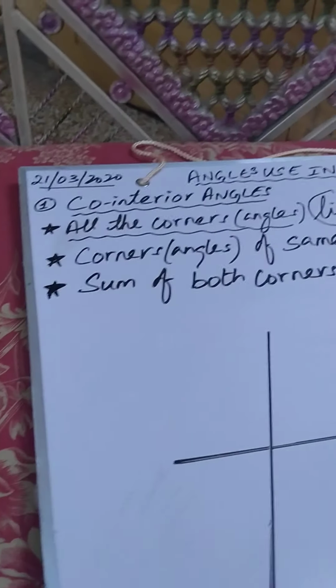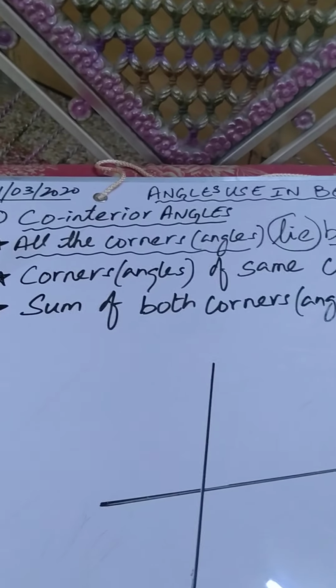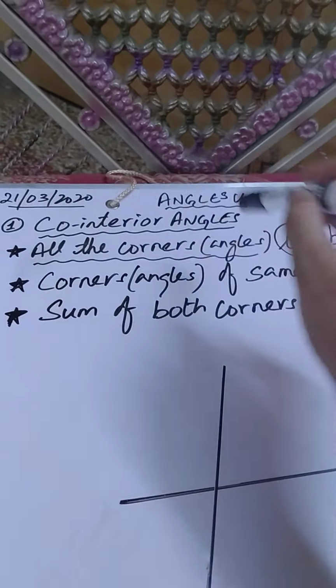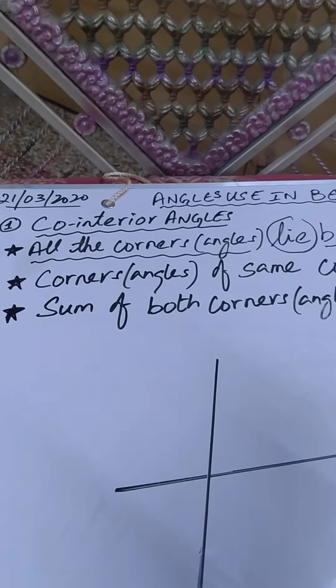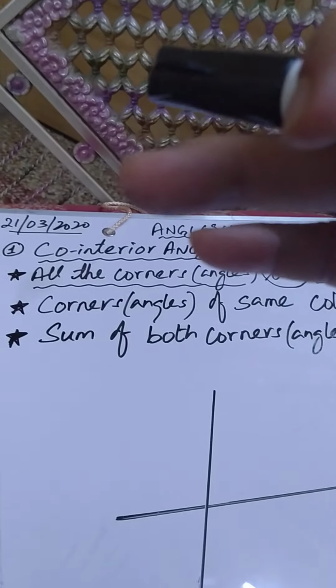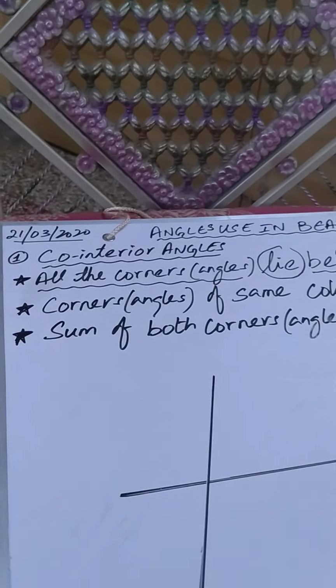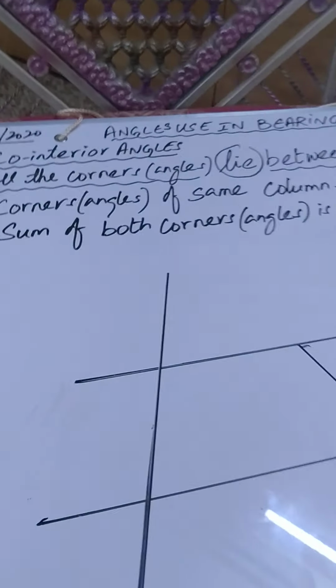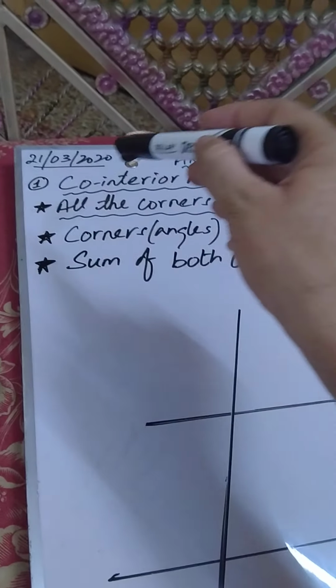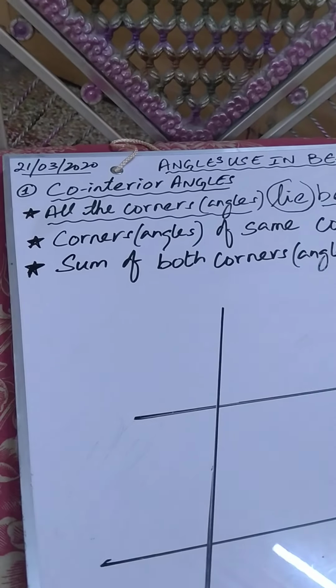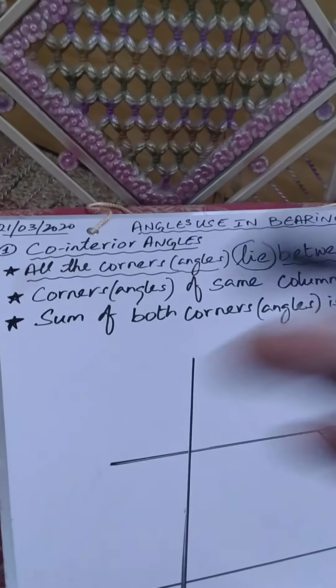Okay guys, so look here. Now try to understand what a co-interior angle is. There is no such simple definition here. I always use three clues to identify the co-interior angle. So how can we identify the co-interior angle? Guys, you must follow all these clues to remember what a co-interior angle is.